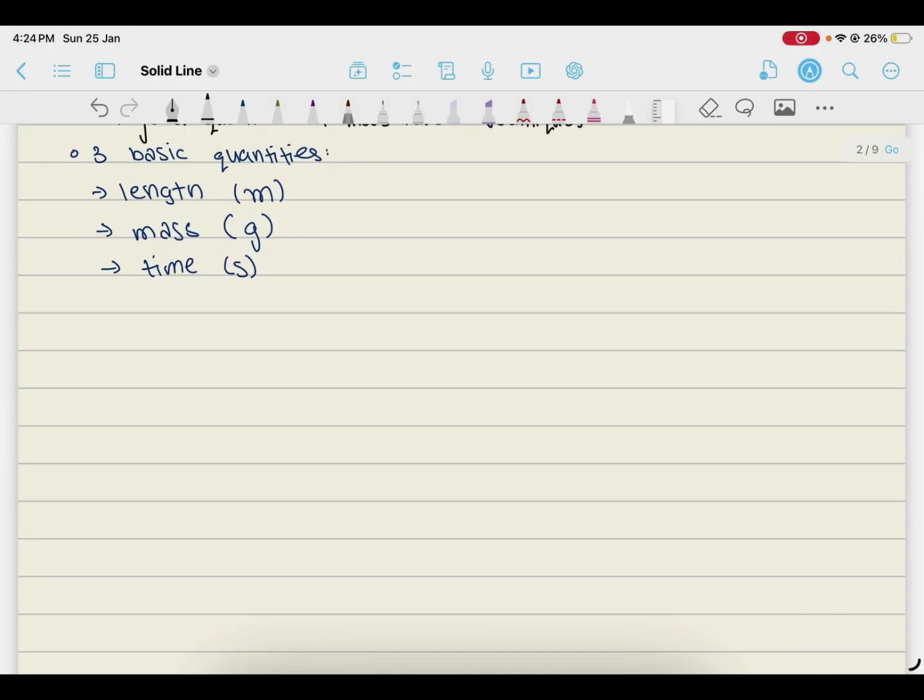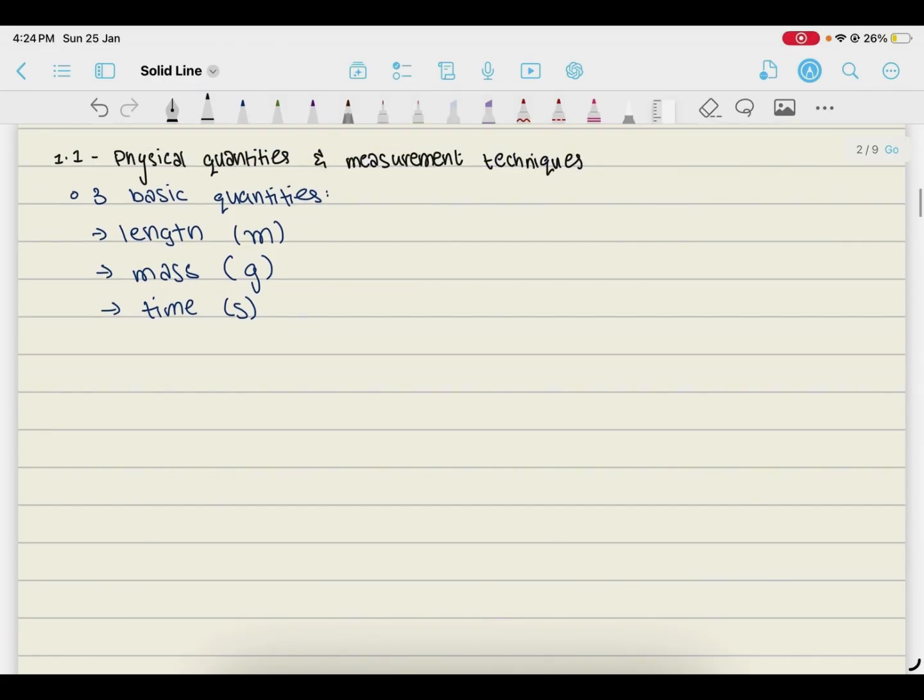All the other quantities are derived from these 3. So stuff like force, which has the unit newton, it is derived from these 3, and all the other ones too. Force was just an example. Okay. Before we move on to length, mass, time, their units, and measurement techniques, first we need to know about metric prefixes.